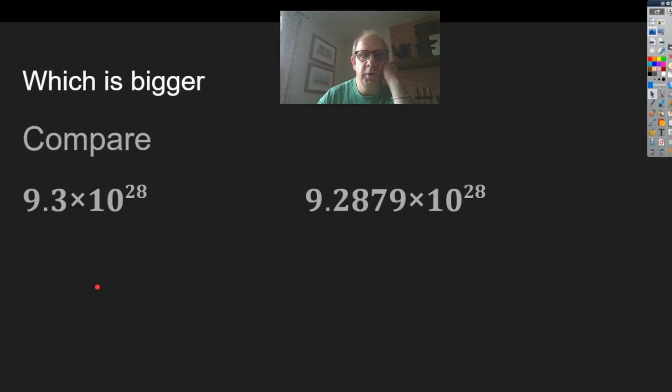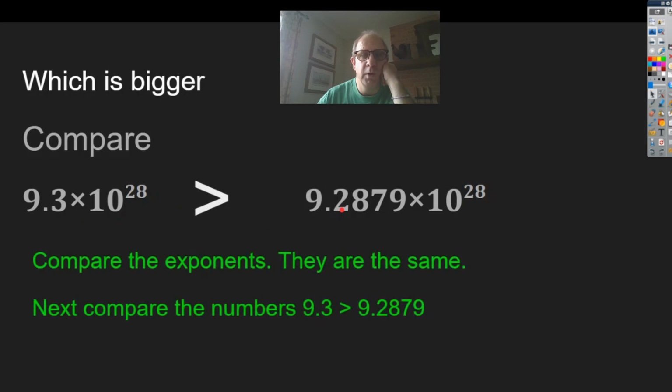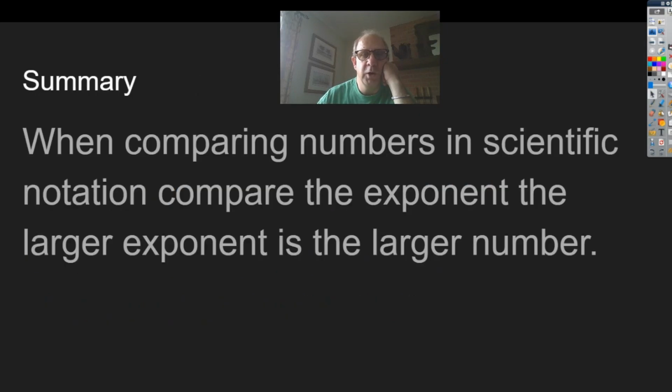Compare these two. Which one do you think is bigger? Our magnitudes are exactly the same. So I'm going to compare 9.3 and 9.2. So this one's going to be smaller. Okay. All right. There you go. So when comparing numbers in scientific notation, compare the exponent. The larger exponent is a larger number. If they're the same, then compare the decimal parts.